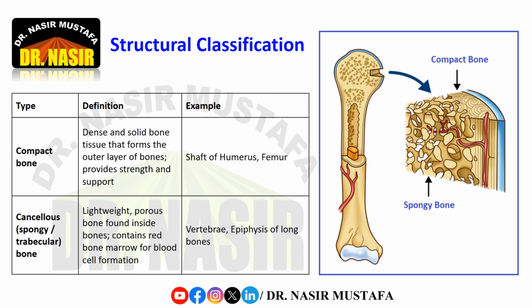Cancellous or spongy bone is lighter and more porous. It contains red bone marrow where blood cell formation occurs. It is commonly found within vertebrae and at the ends of long bones. The combination of compact and cancellous bone provides both strength and reduced weight.